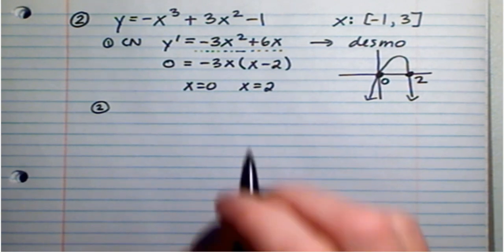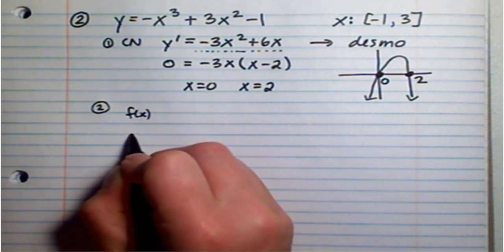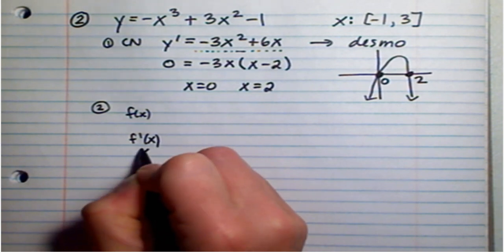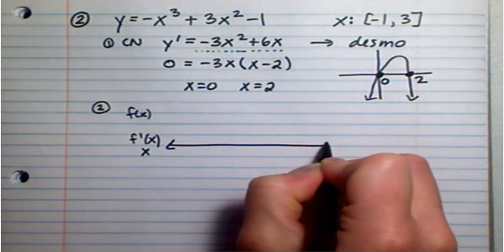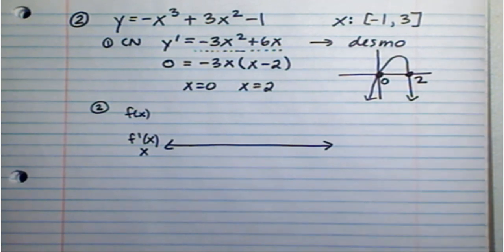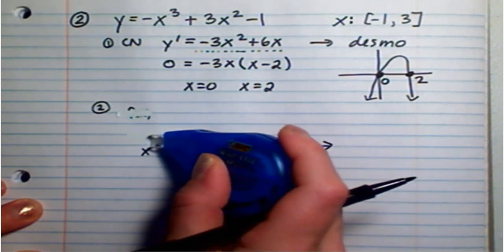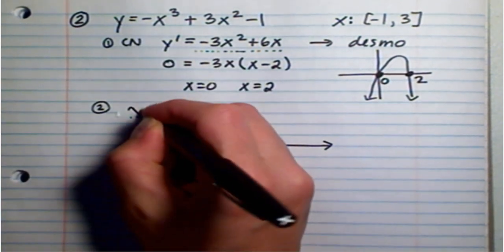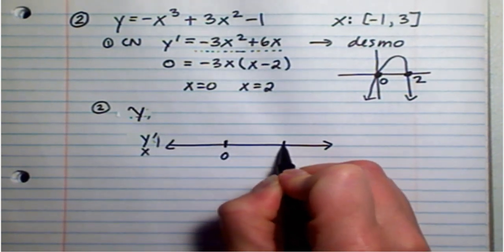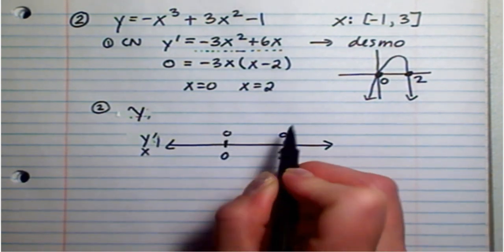So next, I am going to make my number line. Okay, so I'm going to put a little f of x. I'm going to do f prime of x and x. Now, I guess I could actually label this correctly. All right, so I'm going to go back and relabel this with y, because this is what it is. This is y, and this is y prime. So I've got the 0 and the 2 for the x's, and y prime is 0 in these places.